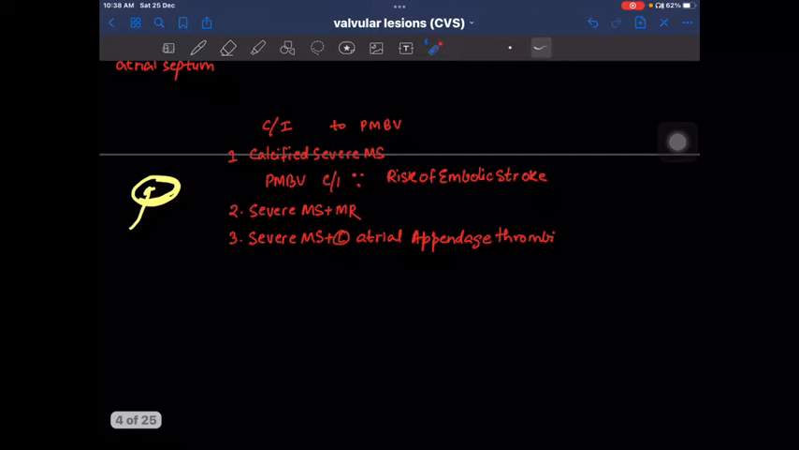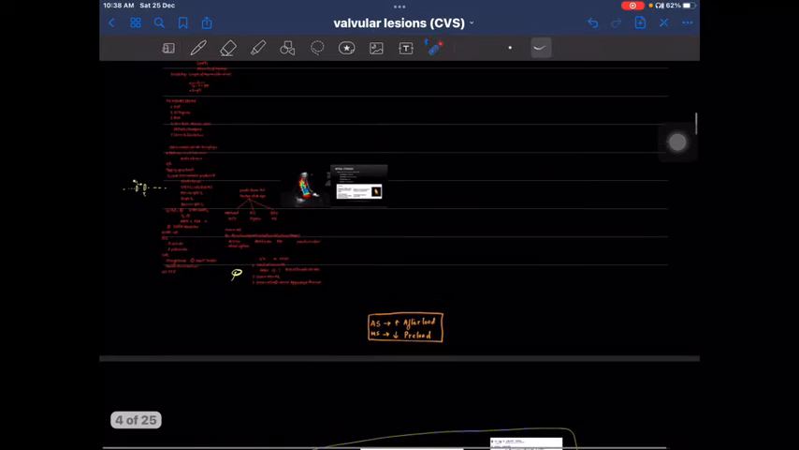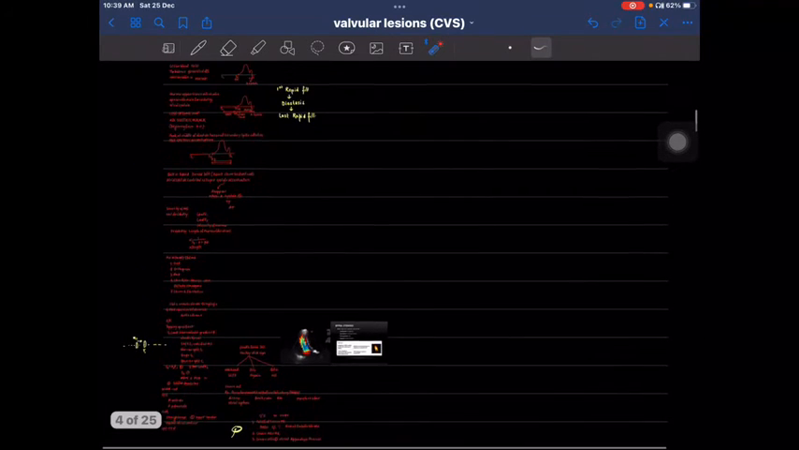So if there is severe MS plus left atrial appendage thrombi, the same thing applies. If there is a thrombus here and you remove the stenosis, it will fly away to the systemic circulation and cause lots of damage: stroke, hemiplegia, etc. So this is all about your mitral stenosis.